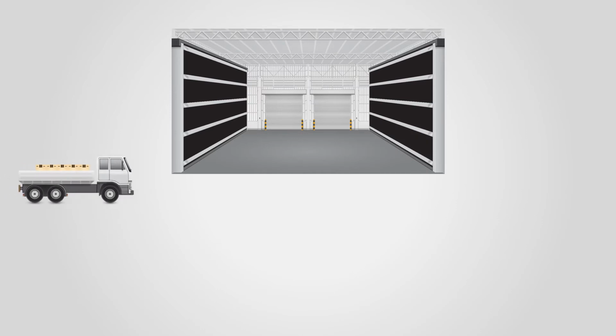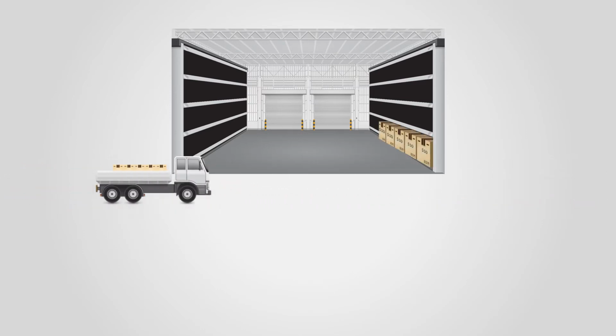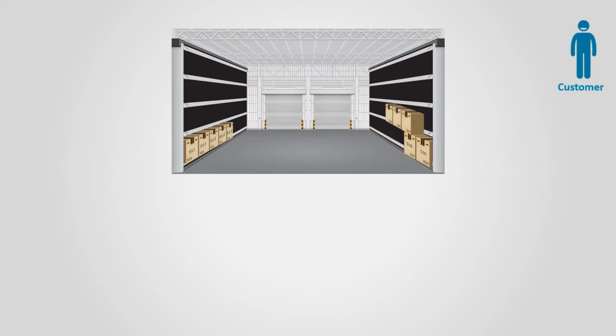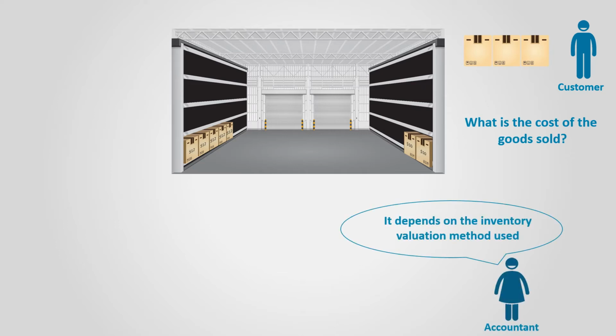Now let's assume that before the company sold these 3 units, it bought another 5 similar units but for $12 each. Now if the business sold 3 units, how would it calculate the cost of goods sold? It all depends on the inventory valuation method used. There are several valuation methods. Let's start with the first one.